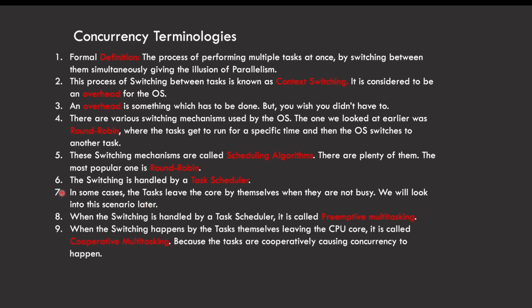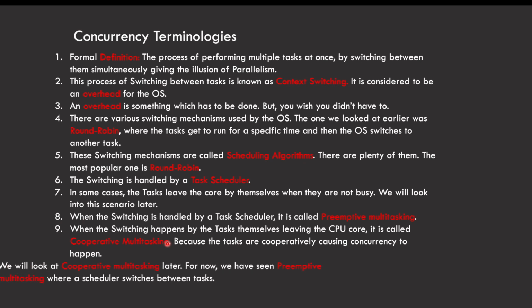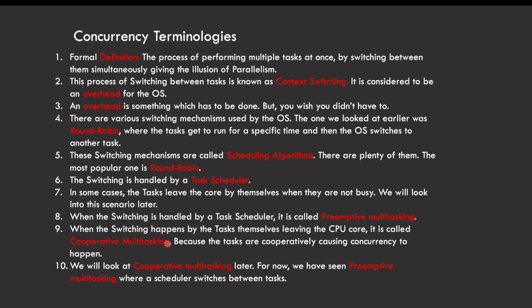In the scenario that we talked about in point number 7, when we said that the tasks leave the core by themselves, this is known as cooperative multitasking, because the tasks themselves cooperatively cause concurrency to happen and no task scheduler is required, right? Since I have told you that we'll look into this scenario later, point number 9 also we'll look into later. So we'll look at cooperative multitasking later. For now, what we saw was preemptive multitasking with the help of a task scheduler. So we have seen preemptive multitasking.